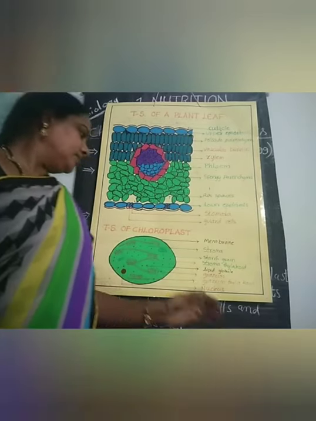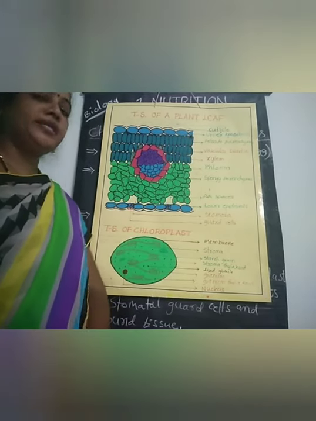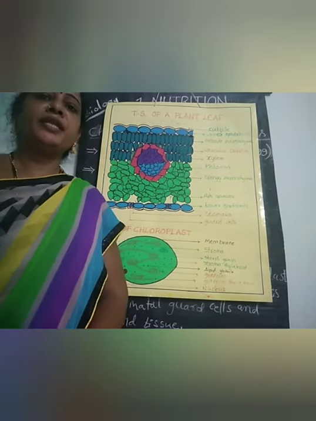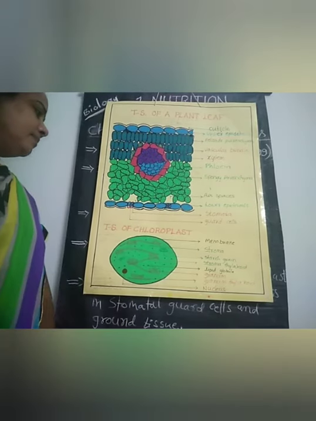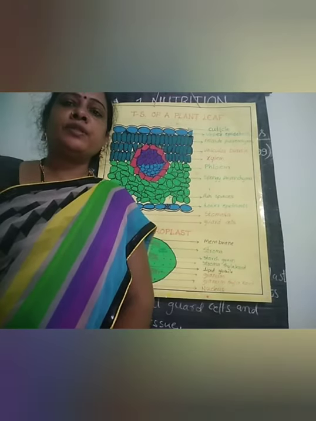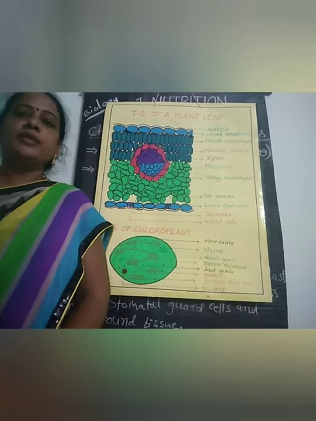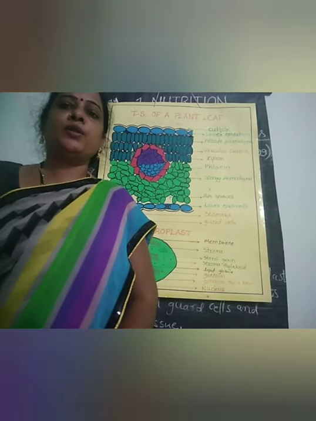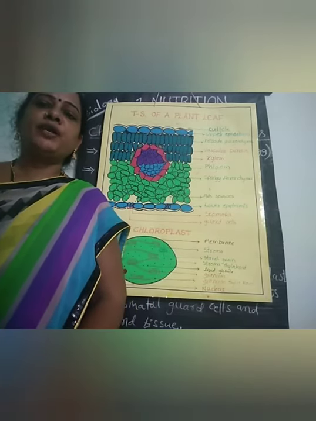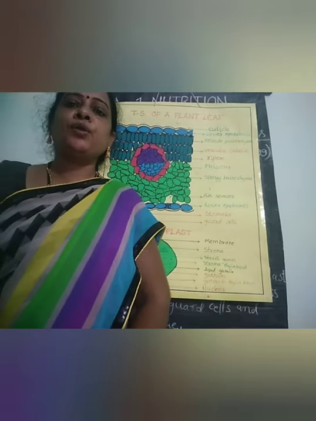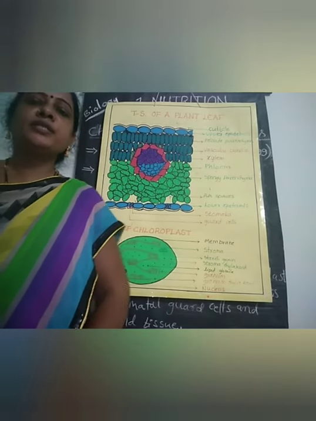The chlorophyll consists of an atom of magnesium. Magnesium receives the solar energy from the outside. There are 2 types of chlorophylls: chlorophyll A and chlorophyll B. Chlorophyll A is a pigment of blue-green color, and chlorophyll B is yellowish green in color.